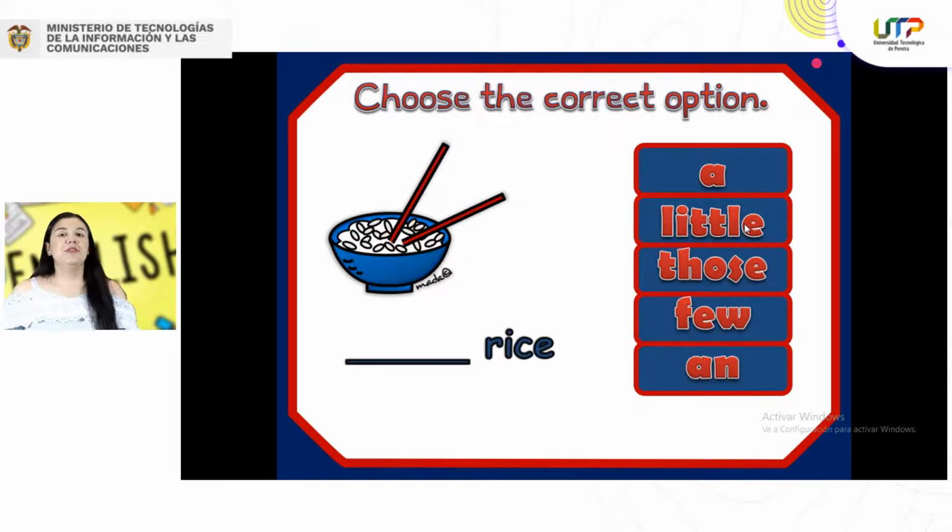rice. Esta es muy fácil porque la vemos ahorita. Recuerden que rice es no contable, ¿ok? It's uncountable. Entonces, ¿qué podríamos usar en rice? A, little, those, few, or an. Aquí hay unos quantifiers que no hemos visto en los anteriores. ¿Qué podríamos usar aquí? ¿Ustedes qué creen? ¿Cuál es la opción correcta? What is the correct quantifier for this noun? Rice. What do you think?